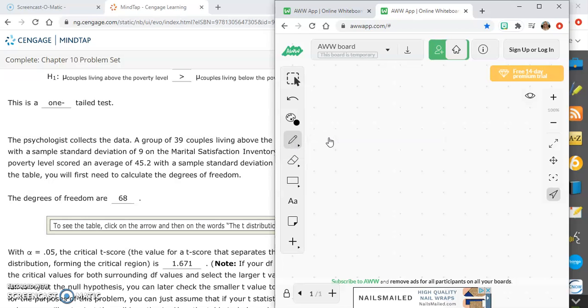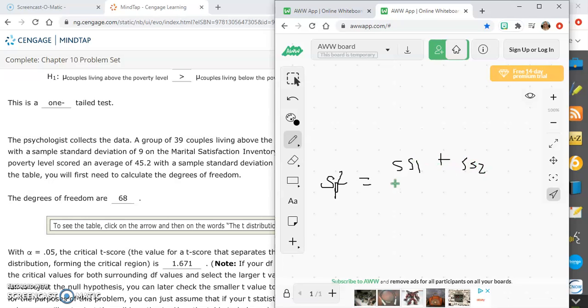So first, to calculate the pooled variance, I need to find my two sums of squares, because the pooled variance is sums of squares 1 plus sums of squares 2 divided by degrees of freedom 1 plus degrees of freedom 2. Excuse this messy handwriting.